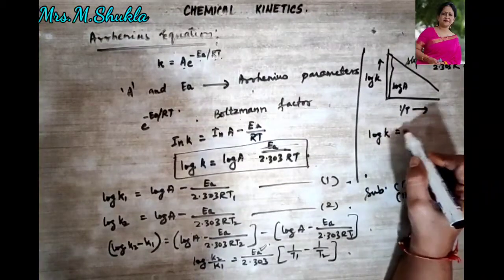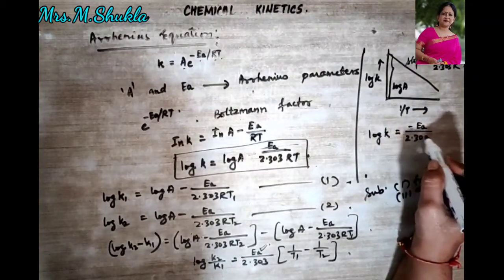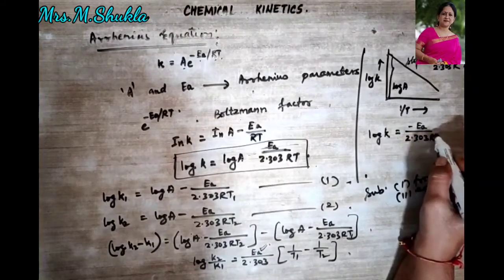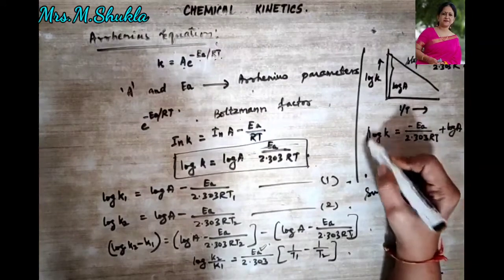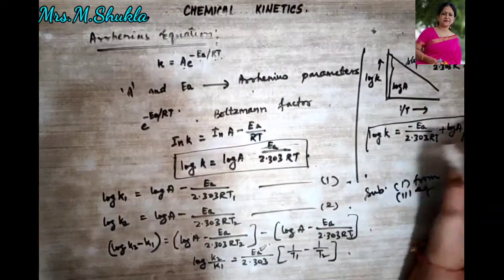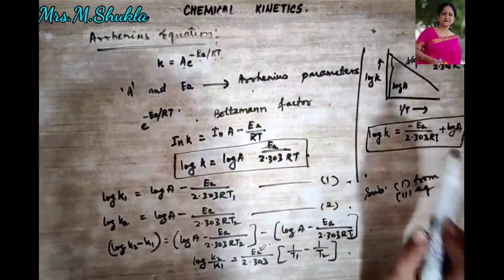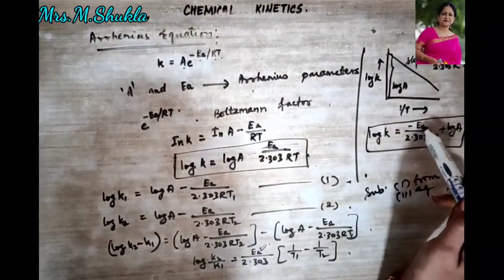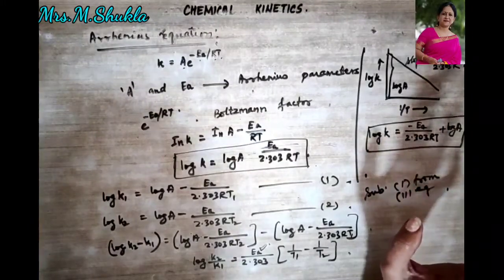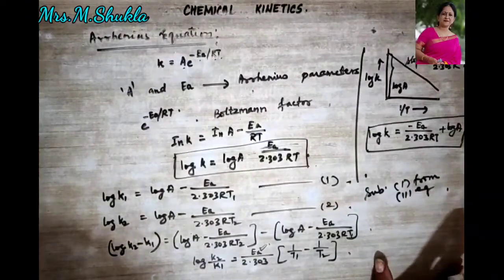Log K is equal to minus EA upon 2.303 R times 1 by T, plus log A. So graphically, we are going to use this formula. So from the slope of the graph, what can we calculate? The EA can be calculated. I hope this point is very clear to all of you.